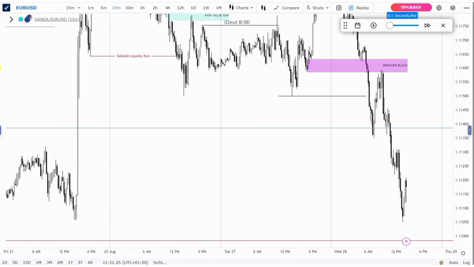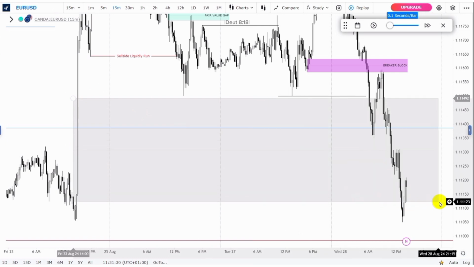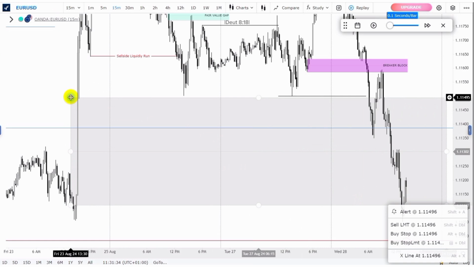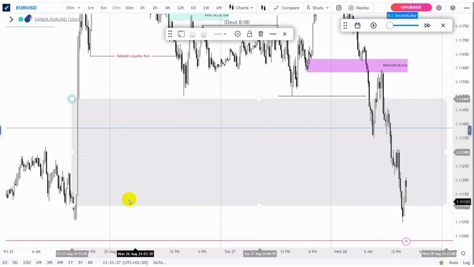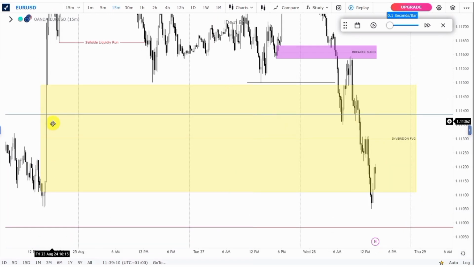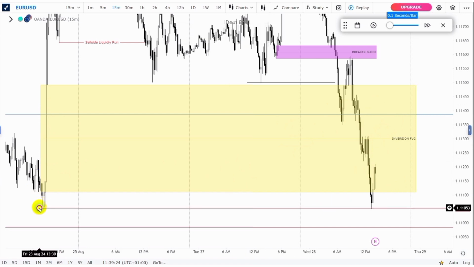So let's actually identify this fair value gap that the market has filled up. So this is actually the fair value gap that the market has filled up, which is now an inversion fair value gap. So we have our inversion fair value gap. So we'll be expecting to see price pull back to the main threshold, and then we can see the continuation to the downside. If we observe clearly, we can see that the market took out this swing low point, price took out this sell side liquidity.